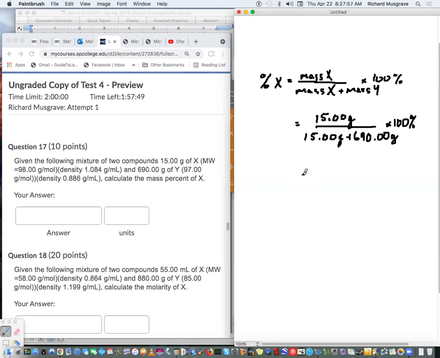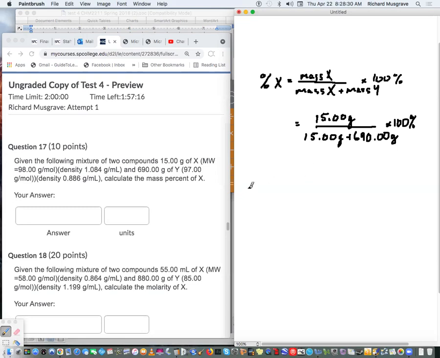Just when you're looking for molarity. Oh yeah, sorry. Because molarity is moles of X over liters of solution. And solution is both components, solvent and solute. Molality is just moles of X over kilograms of Y. That's it. There's no X involved at all in the molality, on the bottom anyway.